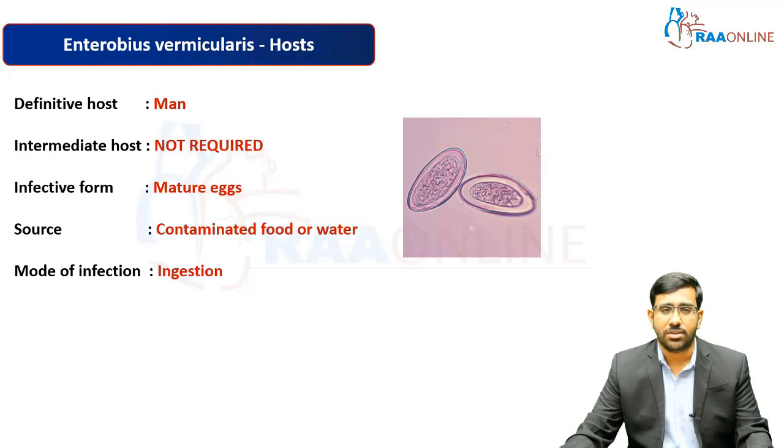The definitive host is going to be the human here. A definitive host is a host where the sexual reproduction happens. An intermediate host is not required here. The infective form for this infection is the mature egg, and the source of infection is contaminated food or water. The mode of transmission is ingestion. So this is the host factor about the Enterobius infection.